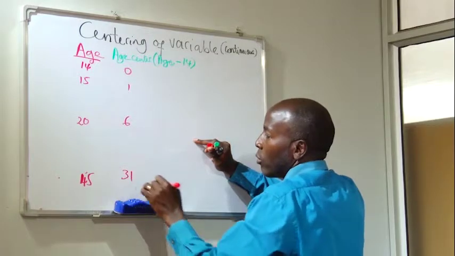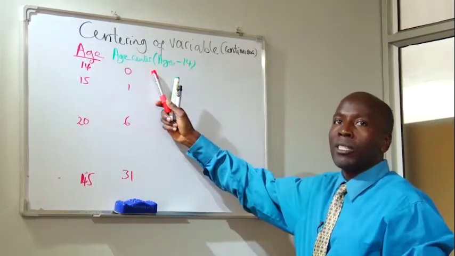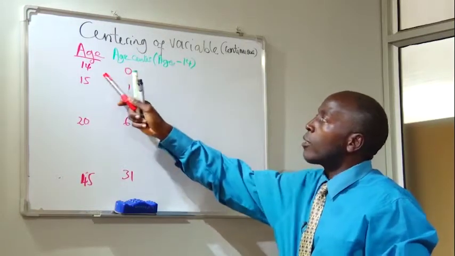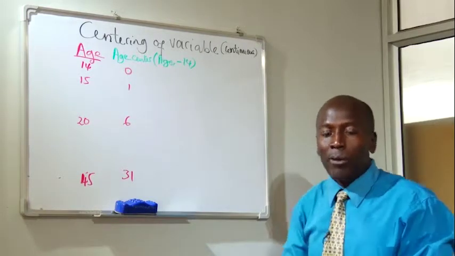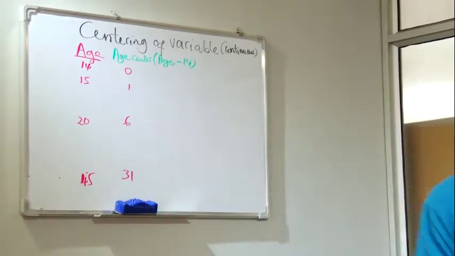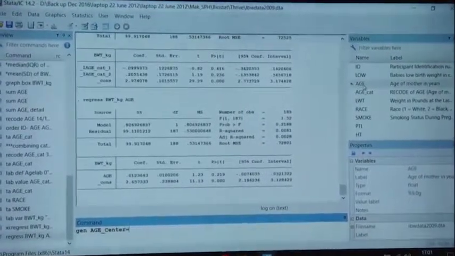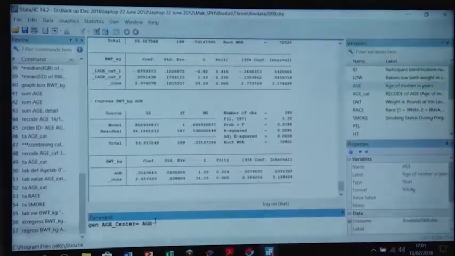31. So now, age center makes sense. Why? Because if age center is 0, we know that the mother will be aged what? 14. Okay? So we now go back to our data set and generate a new variable. So generate age underscore center is equal to the original age minus 14.